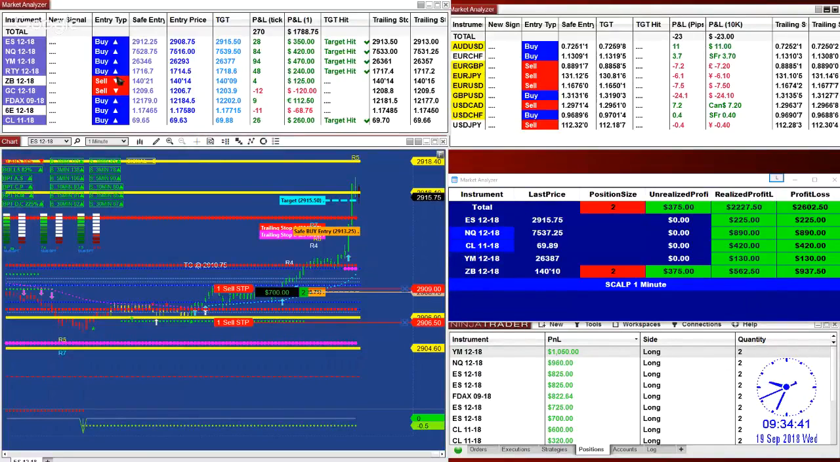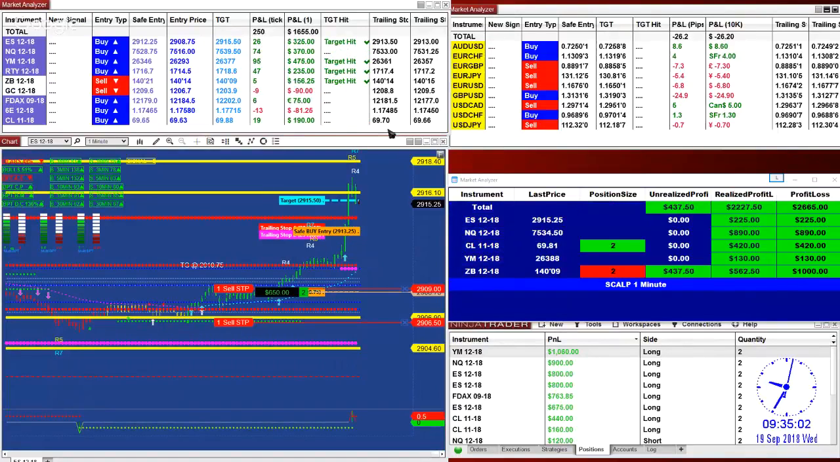And then it gives you the direction and a safe entry as a pullback re-entry, where we're going to be entering the market. Entry price, as an example, now is 2908.75. The target is 2915.50. And then we are at 26 ticks from that signal trade. The same story on the NASDAQ. Right now, on the last signal here, we have 27 ticks.